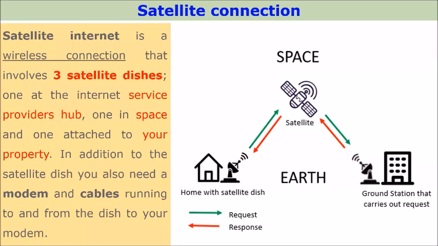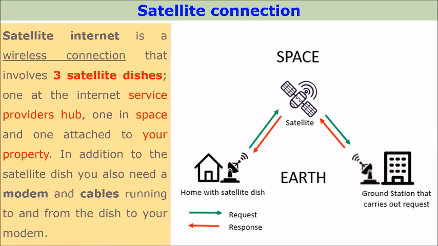Right, here they are explaining about this wireless connection. They are using 3 satellite dishes, one for the service provider, then another in space, that is the satellite, then another one you need in your home, right? Look at the diagram here. The green color lines are the requests, then the red color lines are the responses, right?